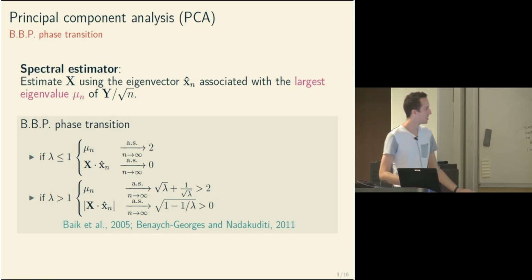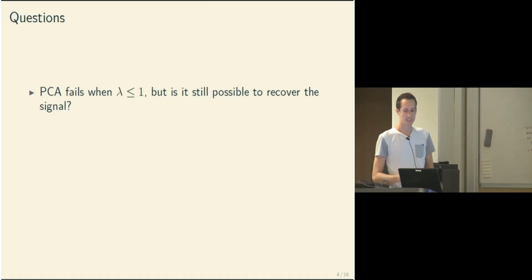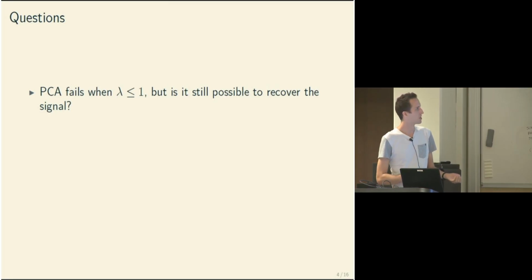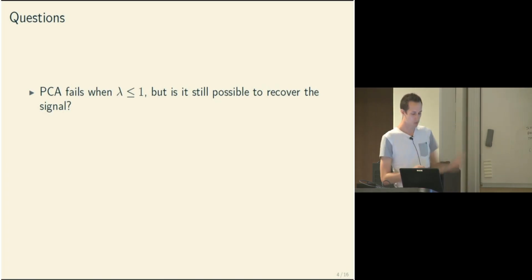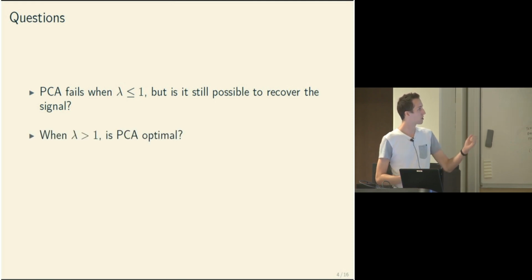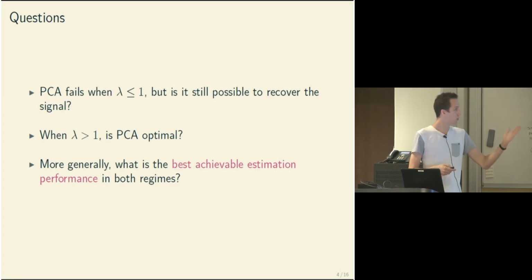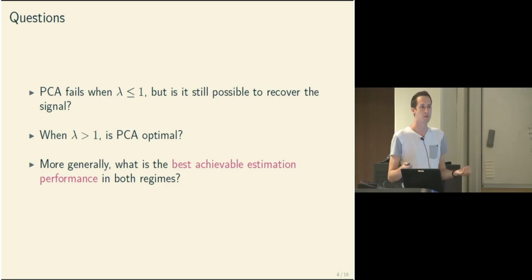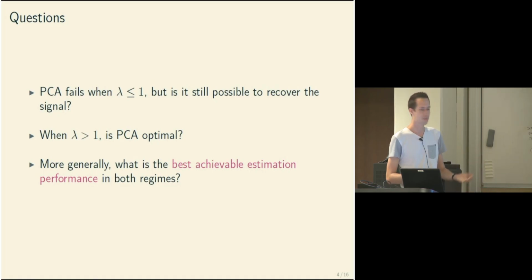However, when the signal starts to be high, then the correlation becomes strictly positive, and so we can estimate x well. Okay, so now there are some questions that we can ask. The first one is that we see that this spectral method fails when lambda is below 1, but maybe there are other estimators that can recover the signal. So can we say something about the x in this regime? And when the spectral method works, is it possible to do better? So in the regime when lambda is bigger than 1. And maybe the question that we will try to answer in this talk is: in both regimes, what is the best achievable estimation by any estimator? So that is what we want to study.